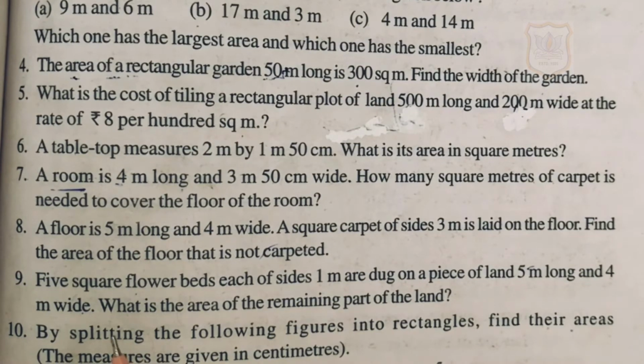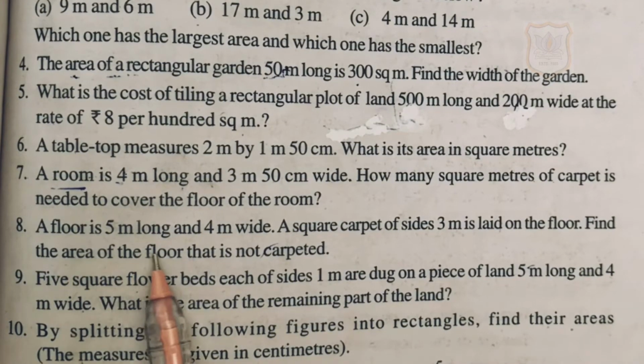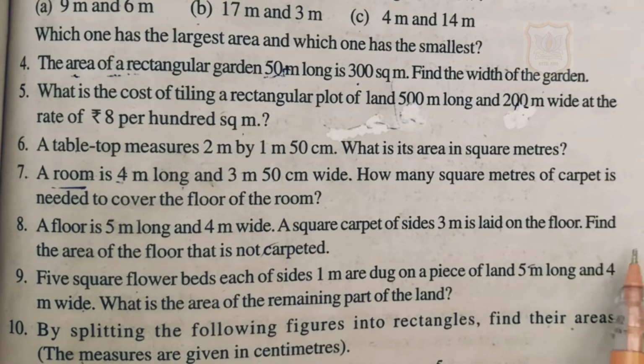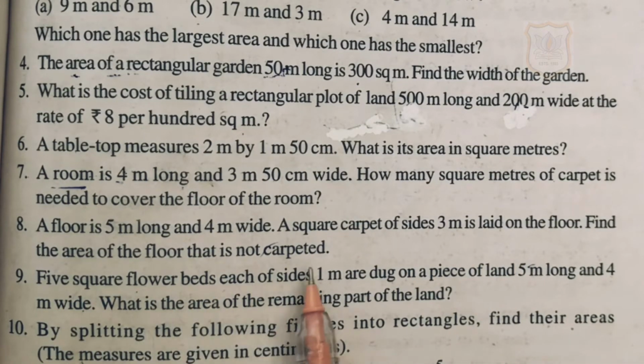Question number 8 of exercise 10.3. A floor is 5 meter long and 4 meter wide. A square carpet of side 3 meter is laid on the floor. Find the area of the floor that is not carpeted.